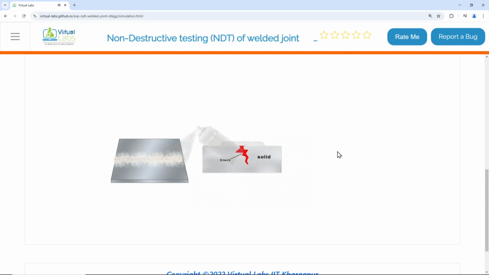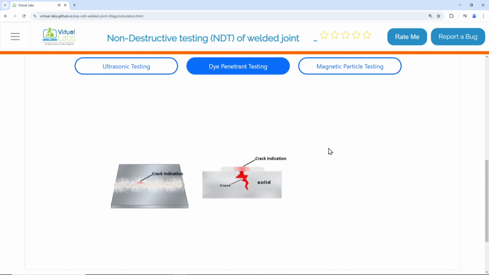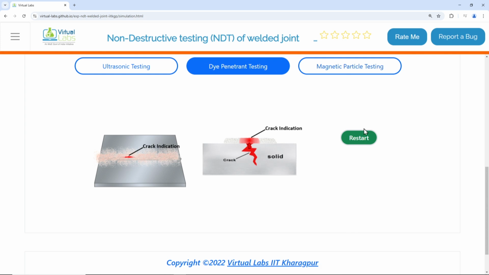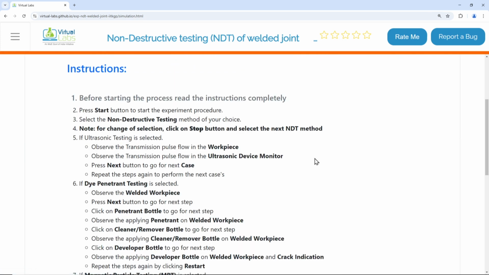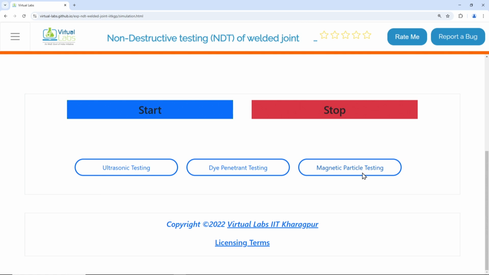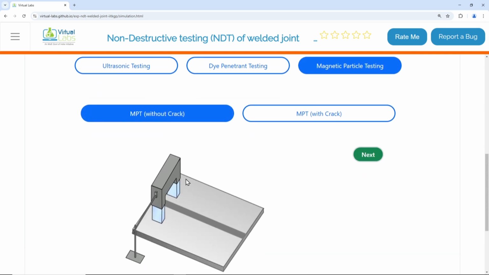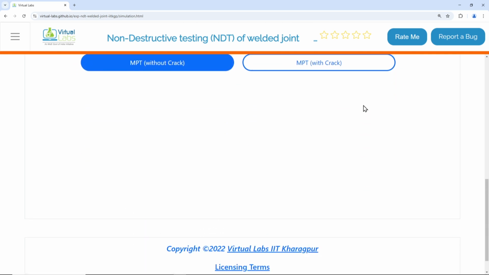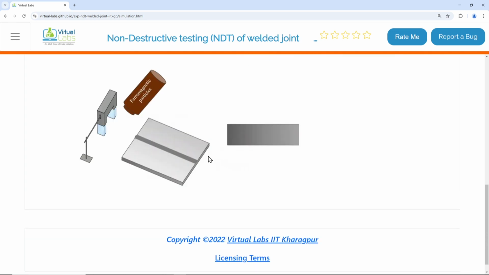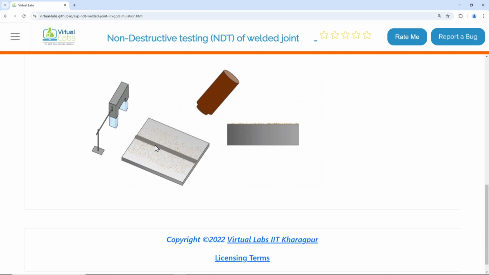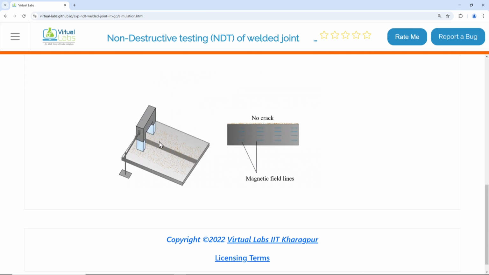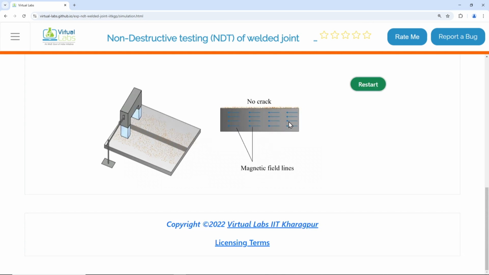Next, I will come to see the magnetic particle testing. Right, I'll stop it here and again start magnetic particle testing. Magnetic particle testing without crack and with crack, both options are there. Let me first pick without crack. I will say next. These are ferromagnetic particles which are sprayed here, and using a magnet, it is identified that no crack is there, that is, no disturbance in the magnetic field is there.